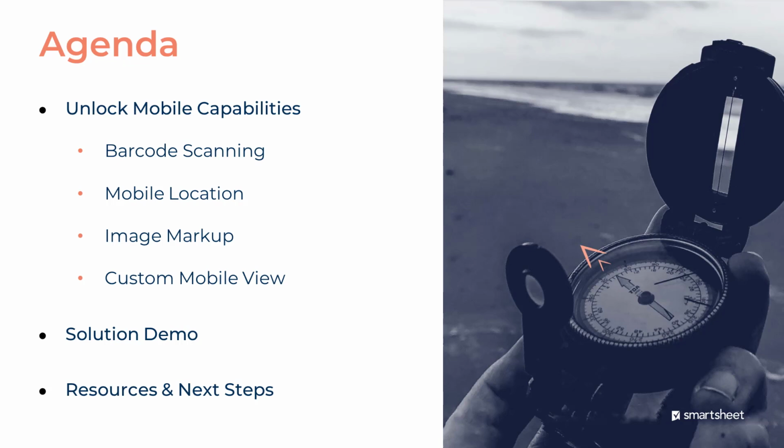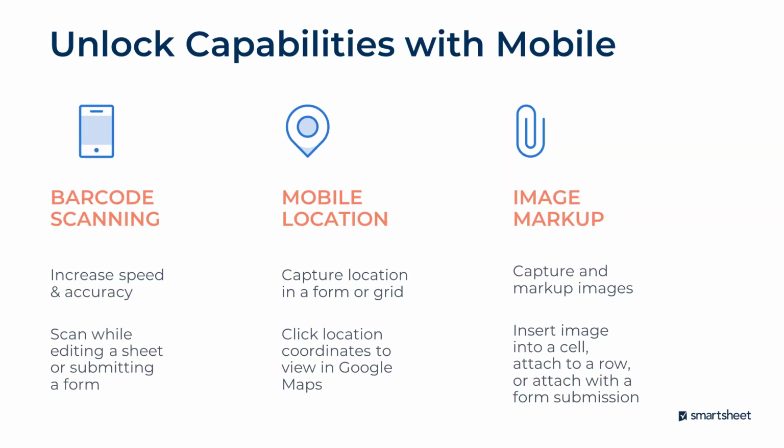In addition to being able to access most of the Smartsheet capabilities that you already use on your desktop in your browser, Smartsheet Mobile actually unlocks new capabilities as well. With Smartsheet Mobile, you have access to these three new capabilities. So, barcode scanning can be used to scan a barcode or a QR code, and it can be used to locate a sheet or to add barcode data either directly in a sheet or actually using a Smartsheet form as well, which is what we'll look at in today's demo.